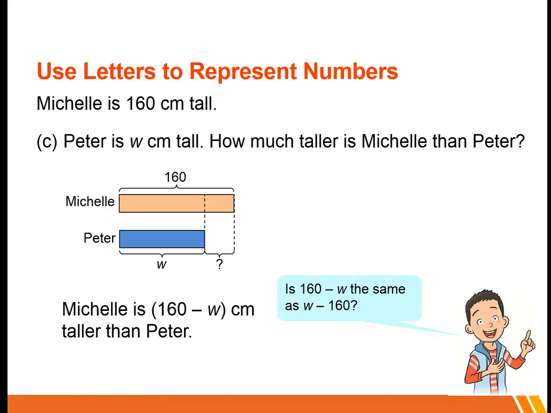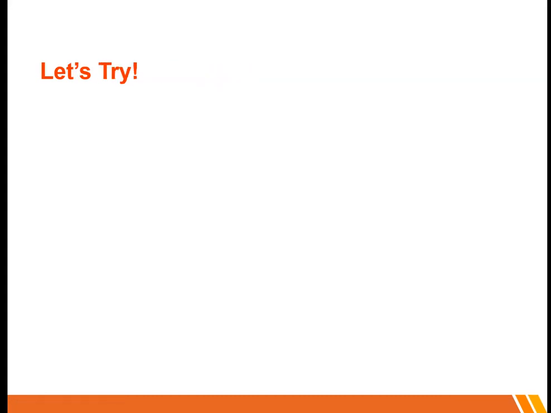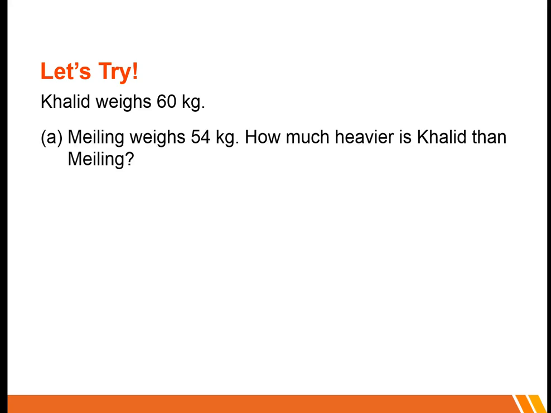So are they the same here? No, they are not the same. 160 minus W is not the same as W minus 160. So Khalid weighs 60 kilograms. Now Mei Ling weighs 54 kilograms. So Khalid is heavier, right? So how much heavier? That will be 60 minus 54 equals 6.